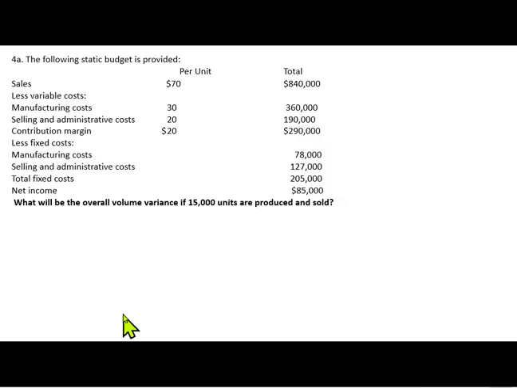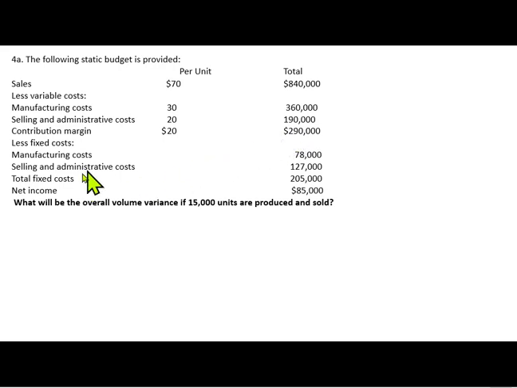Next question. We have a static budget, and it's based on sales with a selling price of $70, total sales of $840,000. That's our static numbers. We have variable manufacturing cost of $30 per unit. Total there would be $360,000. Selling and administrative expenses, they're $20 per unit. Total of $50. Contribution margin is going to be $20. That would be the $50 of variable cost subtracted from the $70, which gives us a $20 contribution margin per unit. Total contribution margin with this static budget is $240,000.